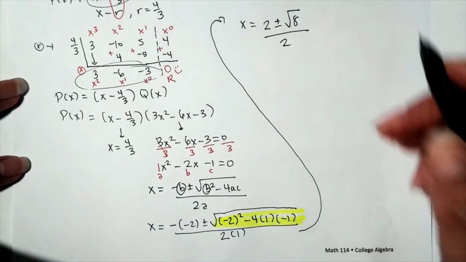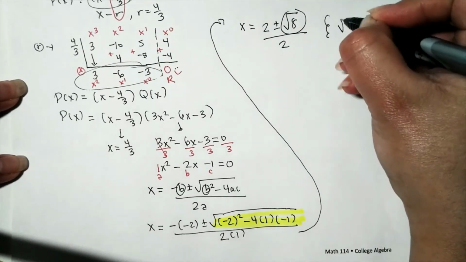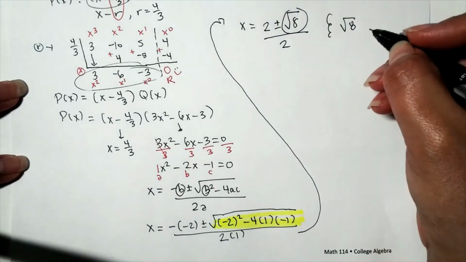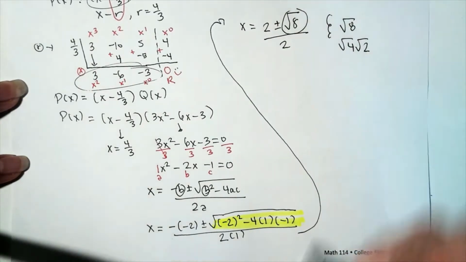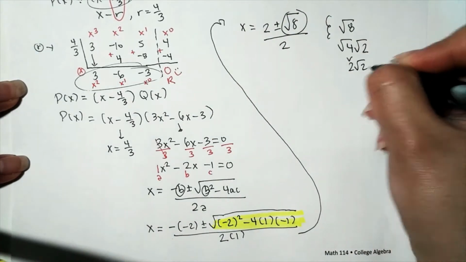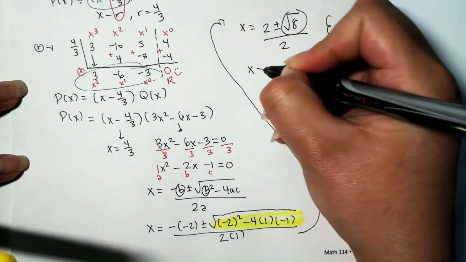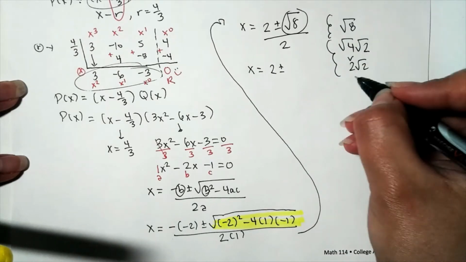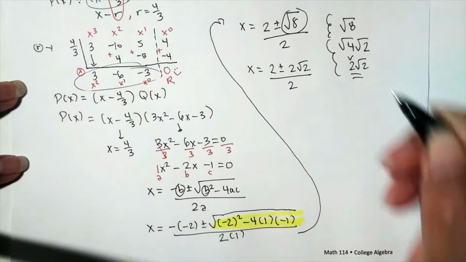Fantastic. So let's work our magic and simplify the radical. It's very hard for me to do it mentally. That's why I always bust out a thinking area. 8 has a perfect square factor of 4, or a nice way to rewrite 8 is 4 times 2. Square root of 4 simplifies to 2, and that will leave us with 2 square root of 2. So let's bring it down. We have 2 plus or minus the square root of 8, which simplifies to 2 square root of 2, and that's all over 2.